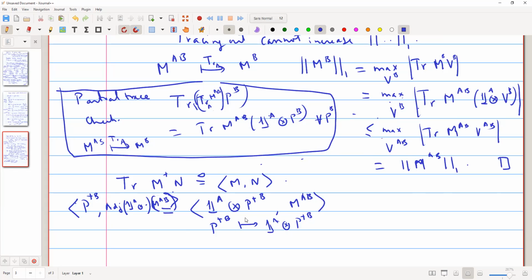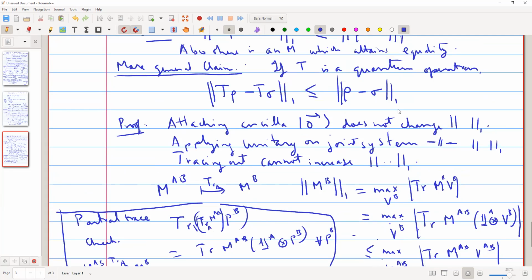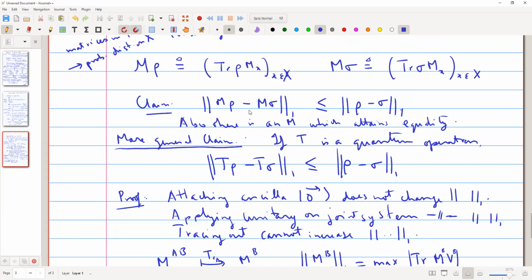So this is the second equality, and if I take general unitaries VAB, then this becomes an inequality. So what have I shown? I've shown that tracing out cannot increase the one norm; in general, it decreases the one norm, and that proves this more general claim. In particular, if I'm doing measurements, I prove this inequality. The final comment is that there is an M which attains equality, which you can easily check.